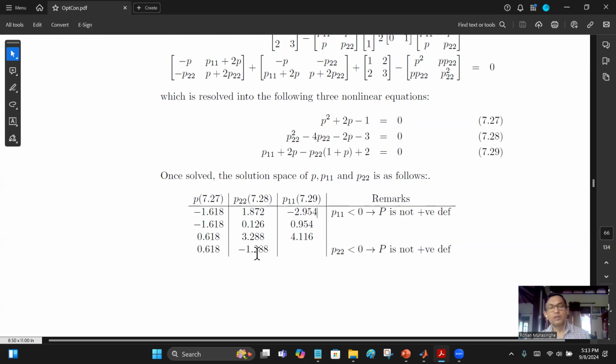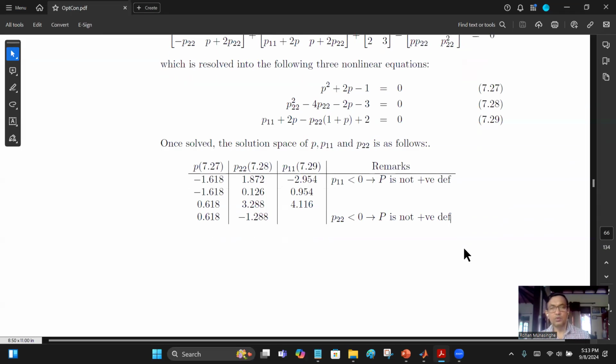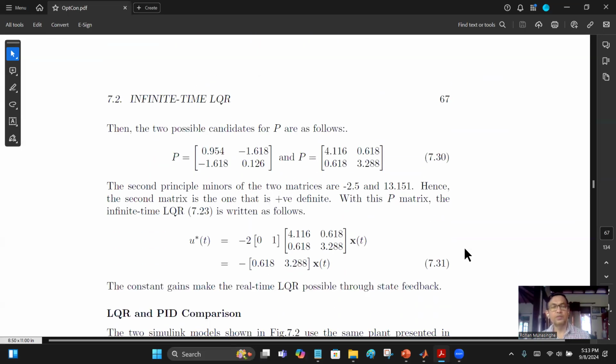What about this one? P22 is negative. P22 means the last element. When it is negative, again, P cannot be positive definite. So we remove two solutions. Then we are left with two middle solutions. We still don't know which one is the actual solution.